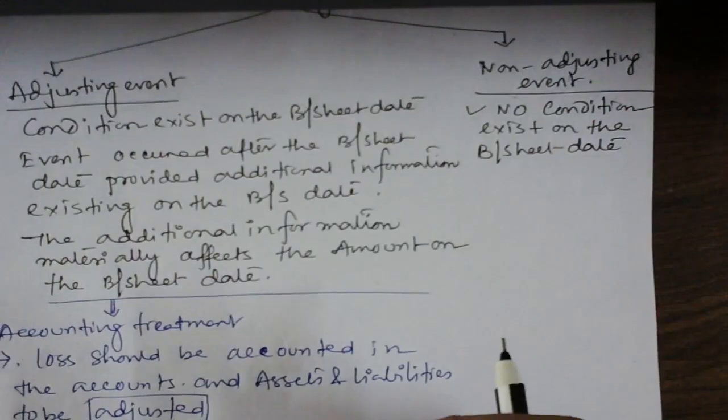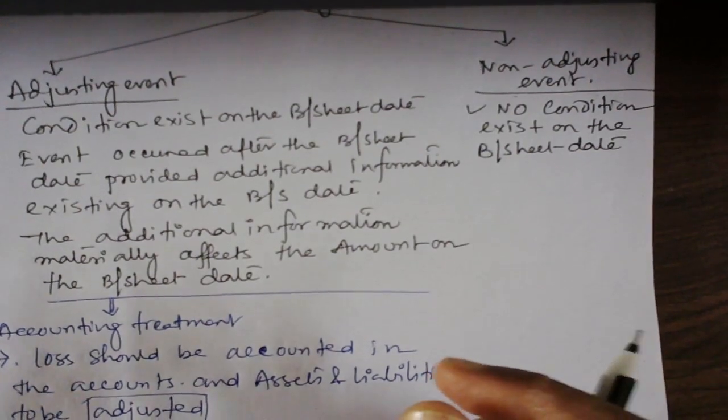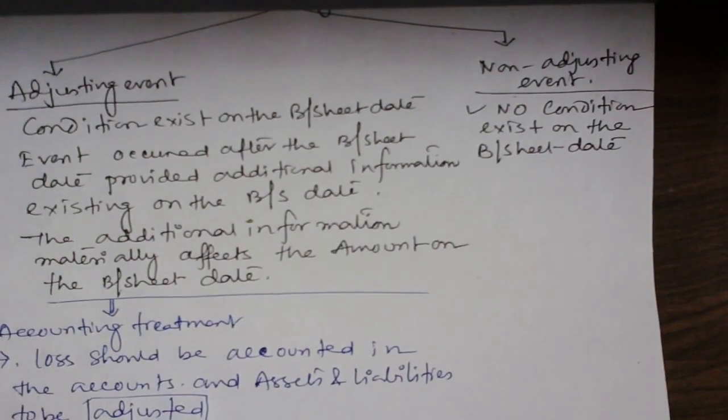Condition not existed, but the proposed dividend we are going to disclose in the notes, because in 2016 the amendment has been made in the standard. Before 2016 we would show the proposed dividend in the books of accounts, but from 2017 onwards the proposed dividend is only shown as a disclosure note, because until and unless the dividend is paid, you cannot show it, because it's a proposal, you are not paying, you are just proposing.